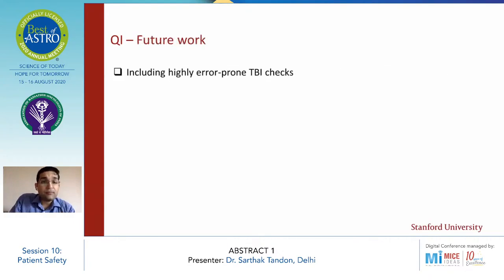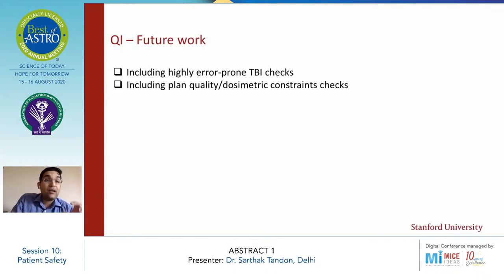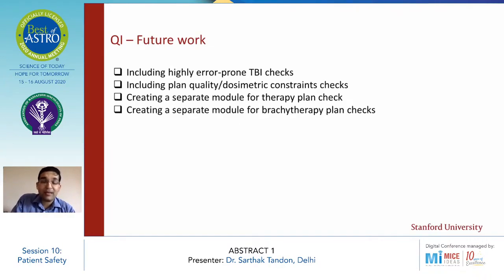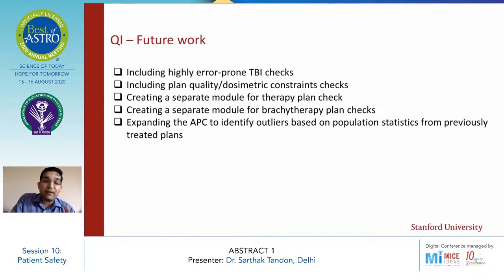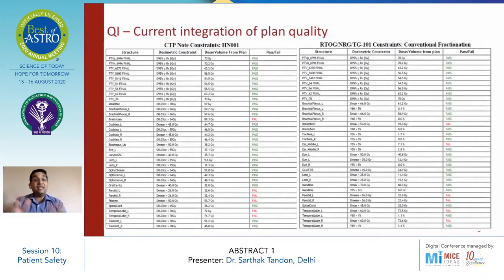For the future work, they wanted to use these softwares and their protocol for highly error-prone PDI checks, including plan quality dosimetry constraint checks, creating a separate module for therapy plan checks as well as brachytherapy plans, and APC to identify outliers based on population statistics for previously treated plans. So this is their integration of plan quality with the APC in their current clinical form. Thank you.